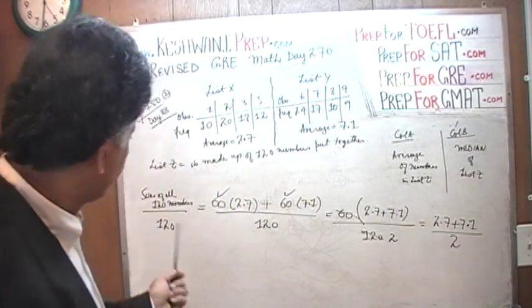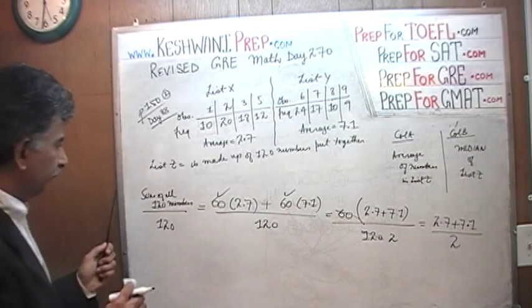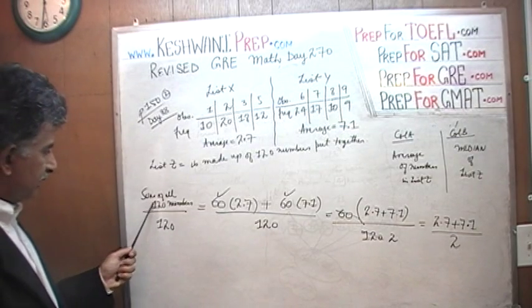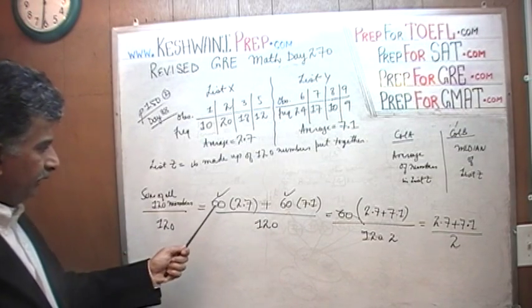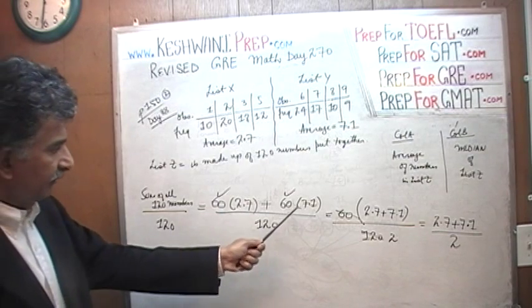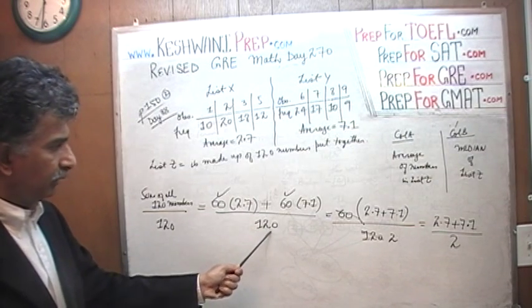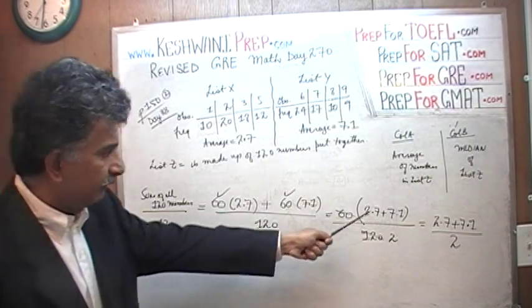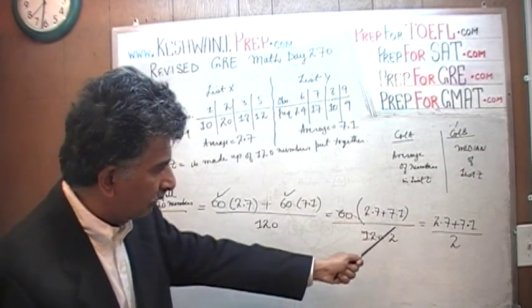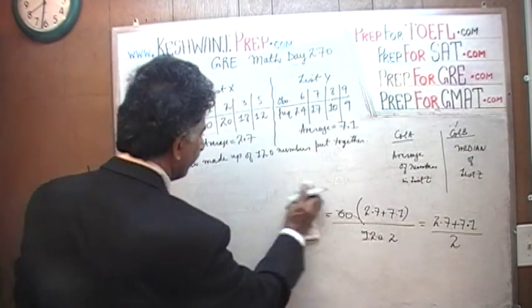Let's write it down, shall we? I'm going to erase all of this because we need the room. The sum of all 120 numbers is simply 60 times 2.7 plus 60 times 7.1 divided by 120. Take out the 60 common, 60 divided by 120, you get 2 down bottom, and that's what we get there.